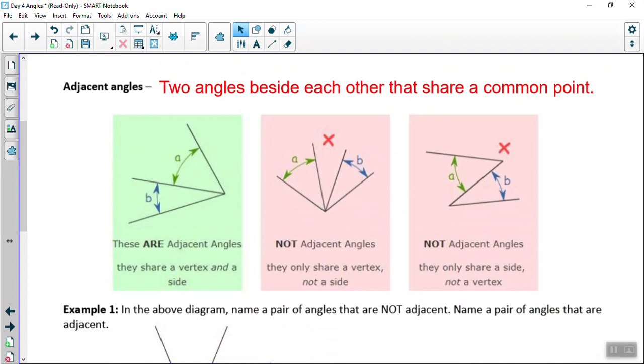In this case, angle A and angle B are not adjacent angles because there's an angle in between them. Okay, so they may share a common vertex, but they do not share a side. Angle A and angle B, while they share a common side, do not share a common vertex. So these are also not adjacent angles.